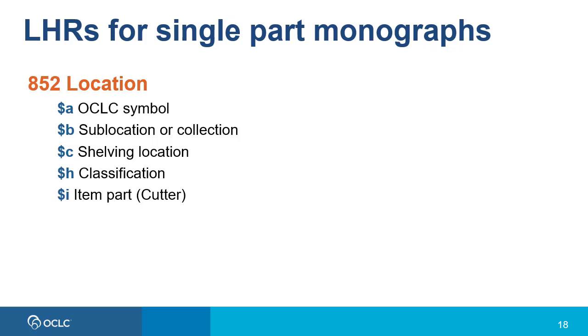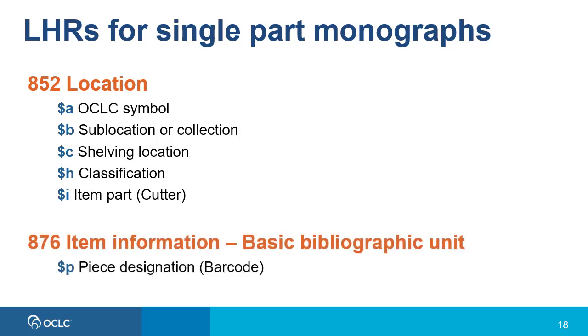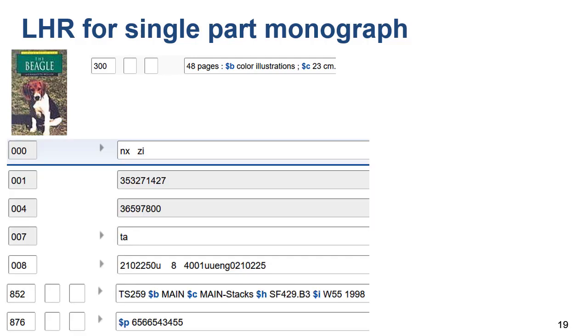That completes all of the minimum required fields for creating local holdings records. And for most single-part monographs, you may just need to add an 876, which is where you would enter a barcode in subfield P. This is an example of a local holdings record for a single-part monograph. The 300 field from the bibliographic record shows the physical description. And now you can see the local holdings record on the screen.